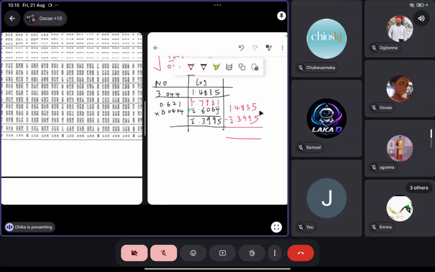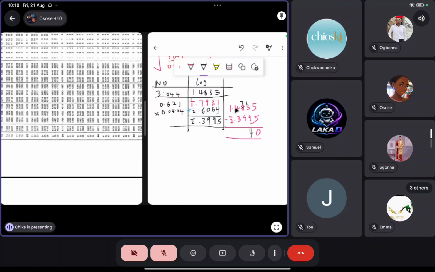So let's subtract. What do we have here? 0. Now 3 minus 9 wouldn't go, so I'll come here and borrow. Here will be 7 and here will be 13. So 13 minus 9 will be 4.